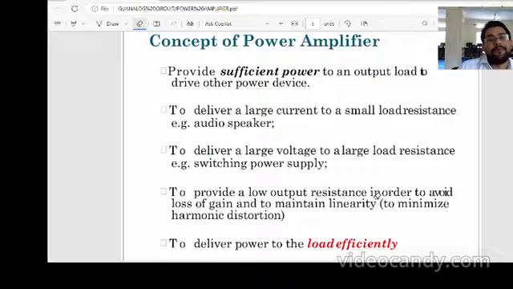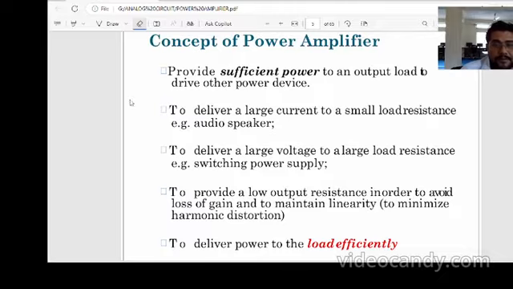The concept of a power amplifier: it provides sufficient power, delivering a large amount of power when the output resistance must be low.